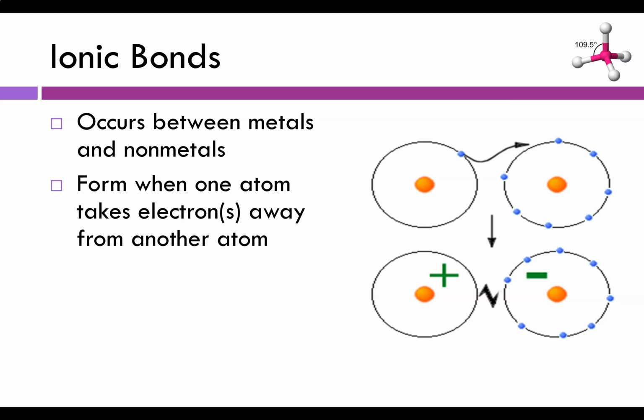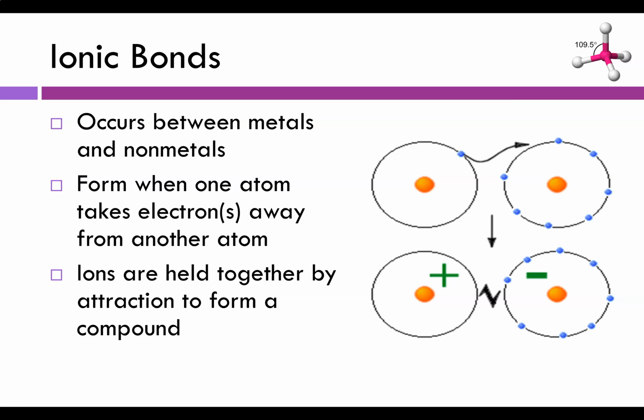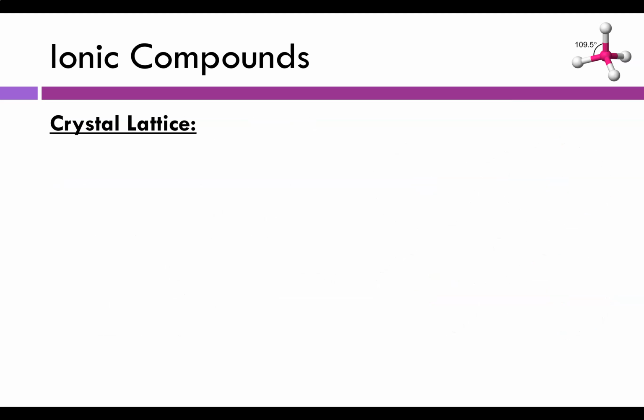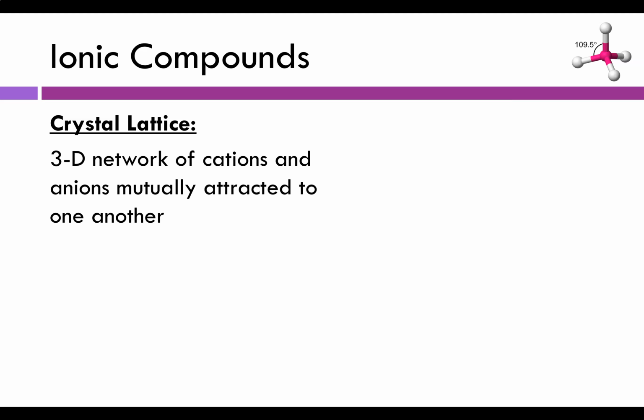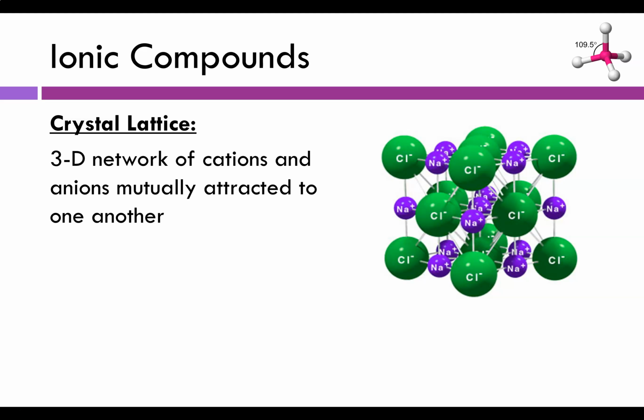And we know that opposite charges attract. So they're really just held together by this electrostatic attraction. And that is what an ionic compound is going to be. Ionic compounds exist as crystal lattices, which are really just 3D networks of cations and anions that are mutually attracted to one another. So you usually end up with these big repeating structures of positively charged and negatively charged ions. They're very highly organized, and you can see that it's just alternating, in this case, sodium plus ions and chloride with a minus charge ions.